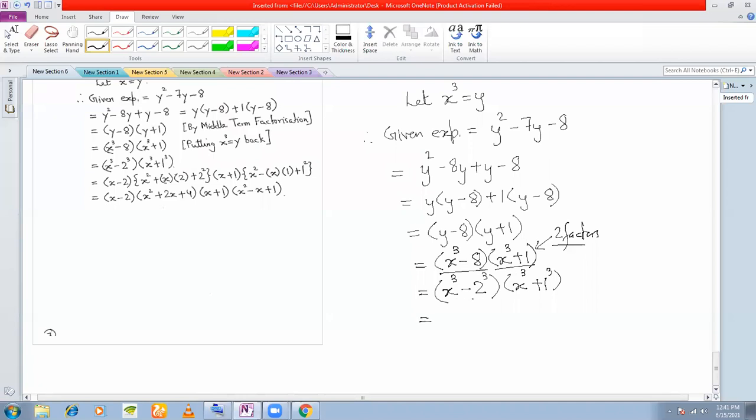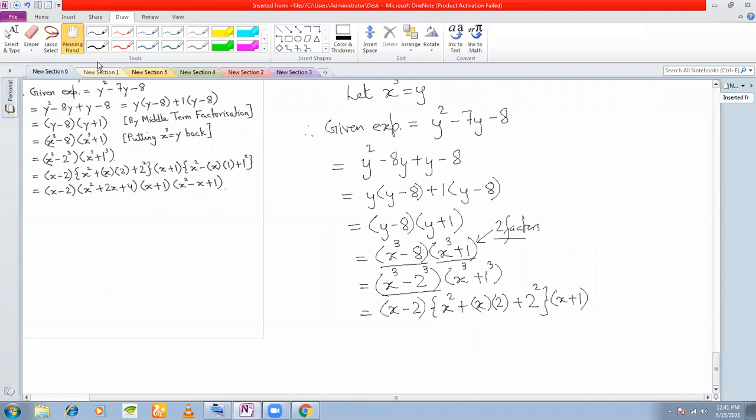So here, this is x cube minus 2 cube. This is a cube minus b cube formula. So this is a minus b into a square plus ab plus b square. This is only for x cube minus 2 cube. And what about x cube plus 1 cube? It is a plus b, that is x plus 1 into a square plus ab plus b square.